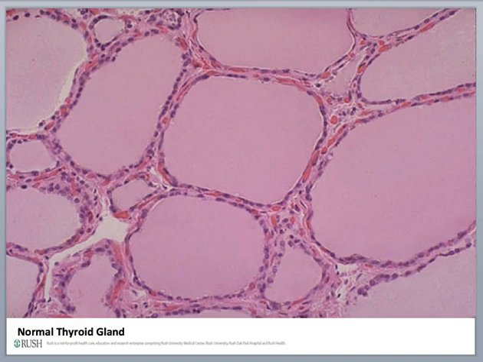Notice that the intervening interstitium between the follicles just has blood vessels and very sparse inflammatory cells and fibrocytes. So the parenchyma of the thyroid gland is really composed of thyroid follicles with a delicate supporting fibrovascular network.